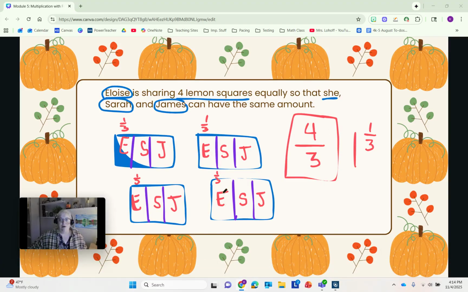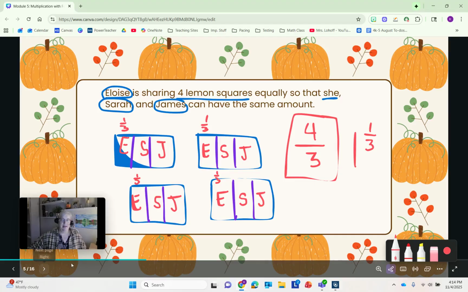If I put all 4 of these together, I would have 1/3, 2/3, 3/3. So that would be 1 whole bar and 1/3 extra. That is the same as 4/3. So each person got 1 1/3 of a bar. That's how you would describe how you would divide it.